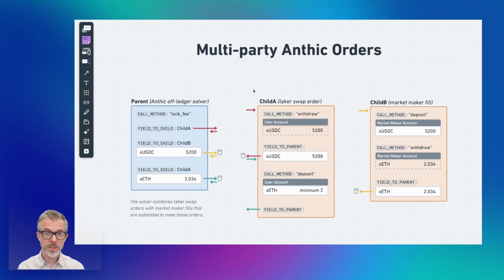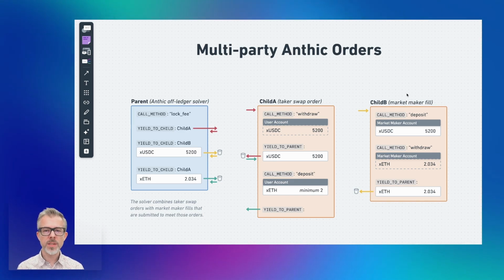So the way it works is this. Here are our three different sub-transactions that are going to be combined together into one overall transaction. There's a parent, and the parent is created by the Anthic off-ledger solver, we call it. So the Anthic system itself has this bit of logic, which is going to be the coordinator that's going to combine things together. So it creates this parent, and then there are two different child sub-transactions, which it's going to be combining together. One of them is from the taker, the person who's trying to get the trade done. And one of them is from the market maker, who's going to provide the liquidity to make that trade possible.